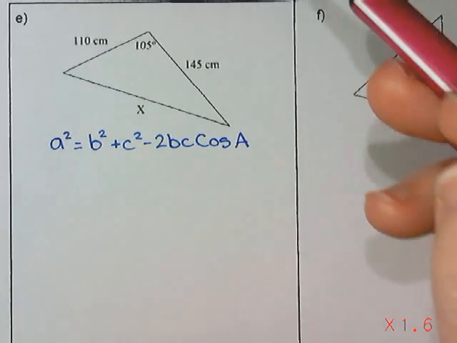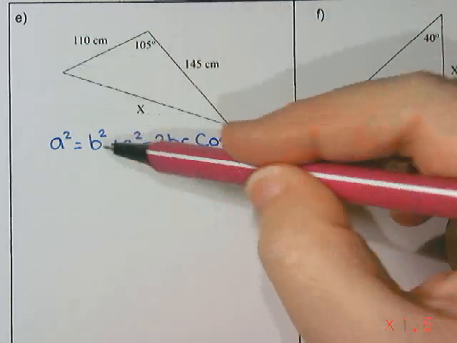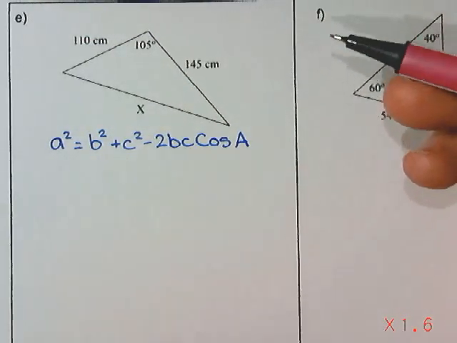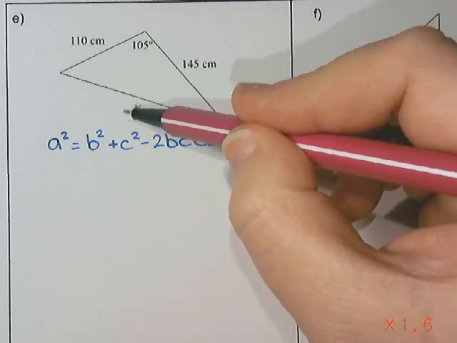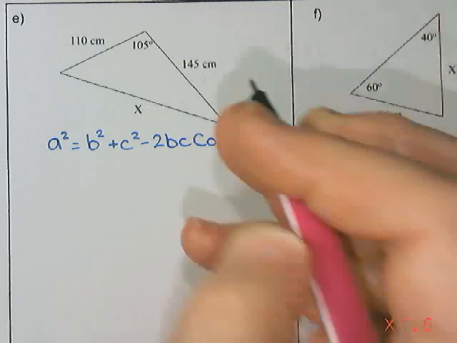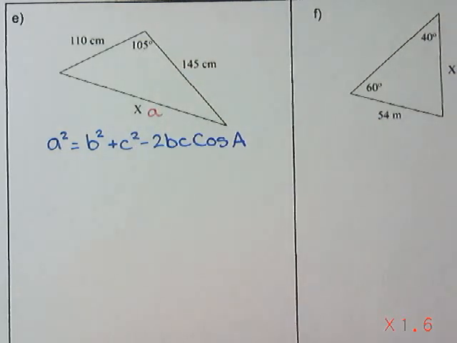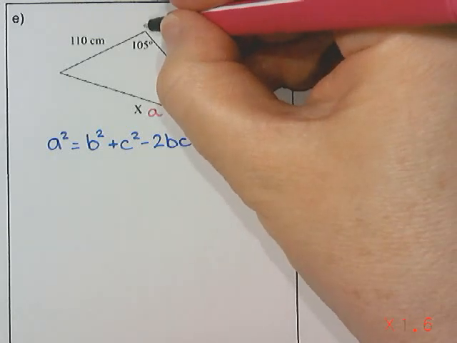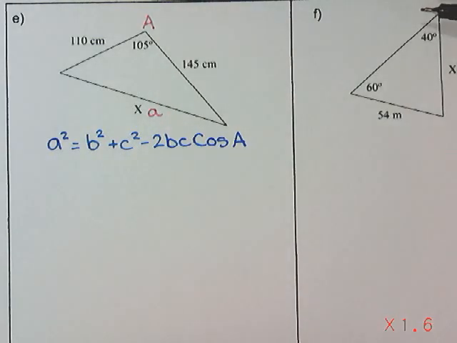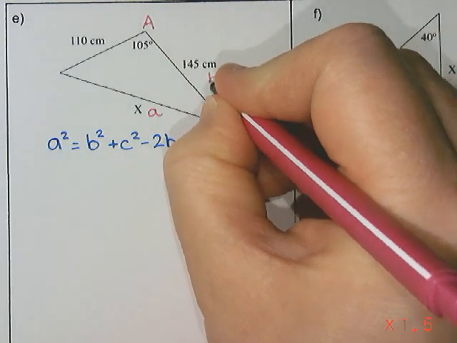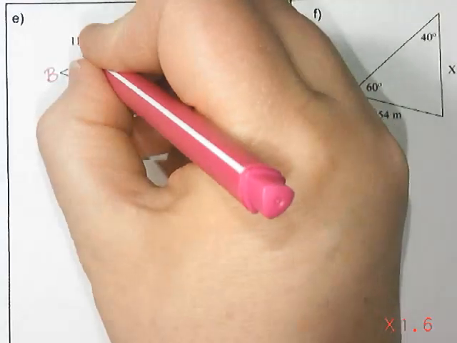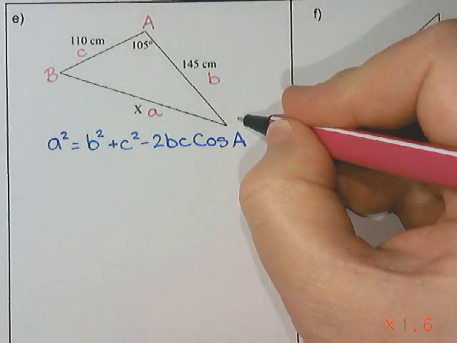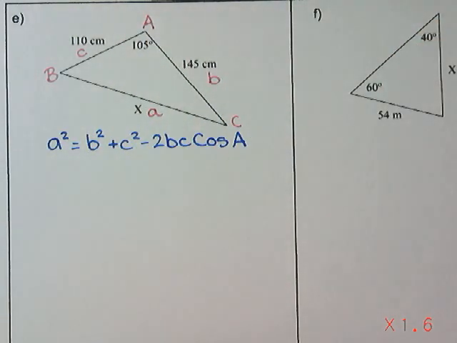Now, since my formula uses a's, b's, and c's, I am going to label my triangle using a, b, and c. I usually like to take whatever my x is and let that be a. So since this is a side, I'm going to do little a for the side, and across from that is the angle capital A. The other two don't really matter. I might let the 145 be B, and across from it is angle B. And if I let 110 be side C, the one across from that is angle C.